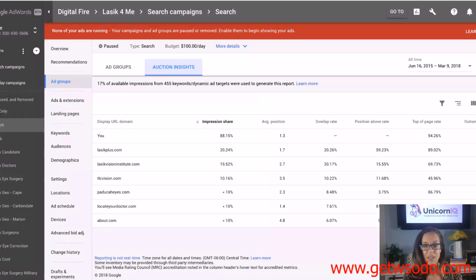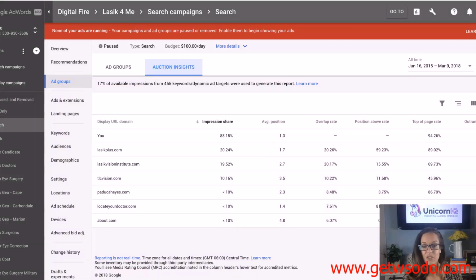So get to the campaign level, and then once you're in there, you'll see a tab here that says Auction Insights. Just click on that tab, and it's going to display some competitive insights for you, and it's really helpful information. It shows you data from what Google thinks are your top competitors. These are competitors that are showing for the same keywords or types of keywords that you have put in for your campaign. So it does a pretty good job.